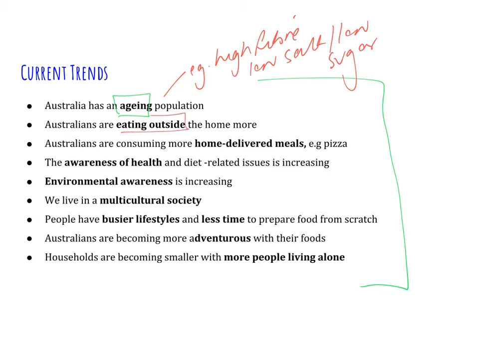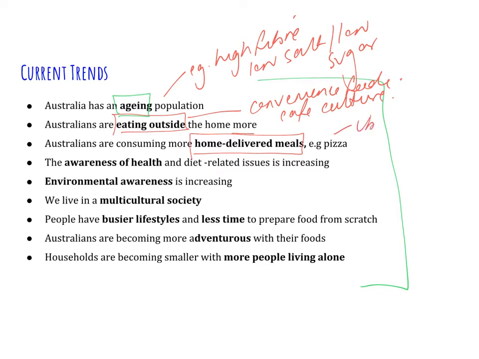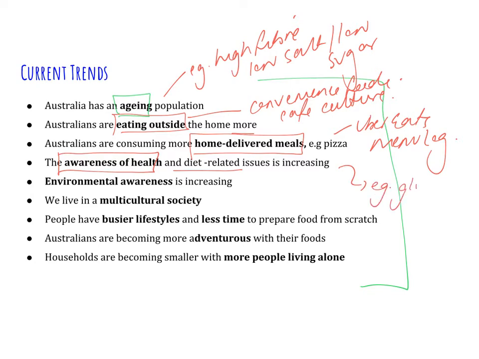Australians are eating outside the home more and more, so convenience foods, foods that are eaten on the go, as well as foods that align with the cafe culture that we see in Sydney. Australians are consuming more home delivered meals, so pizza as well as Uber Eats, Menulog, etc. People are becoming more aware of health and diet related issues, so this has led to the development of those gluten-free products, as well as fermented foods like kombucha.